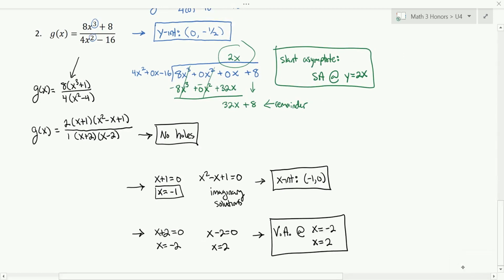So for factoring, I factored out an 8 and a 4 first. You didn't have to. That's probably a good way to start. And then x cubed plus 1 is a sum of two cubes, and so I use what we learned prior to how to factor those. So the cube root of x and the cube root of 1 give x and 1. And then x times x gives me x squared, x times 1 is x, 1 times 1 is 1.